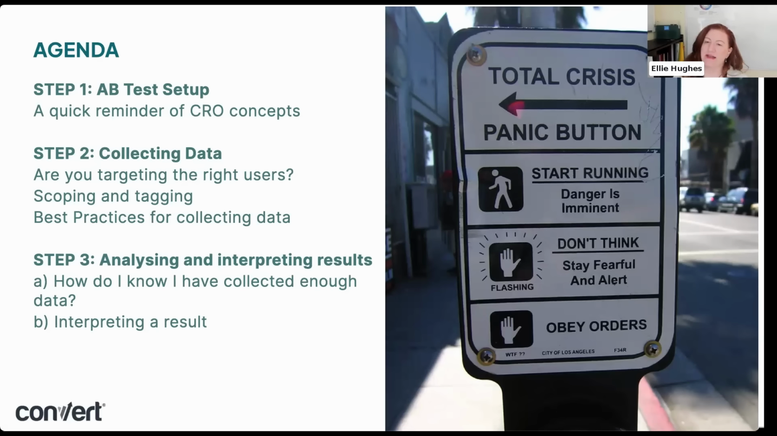That'd be really good. So what we're going to cover today is some essentials of A/B test setup, just the very basics, some things you probably already know if you're more experienced. Looking a little bit at how we collect data. Are you targeting the right users? What's your scoping? What's your tagging that you should use? And then analyzing and interpreting results. So we'll do a little bit about sample sizing and knowing whether you've collected enough data, and then also looking at some experiment results and interpreting.